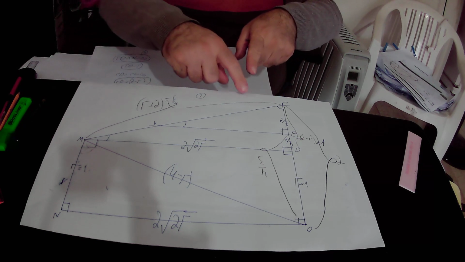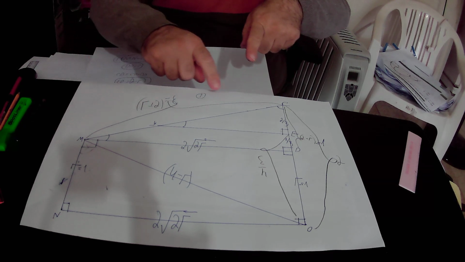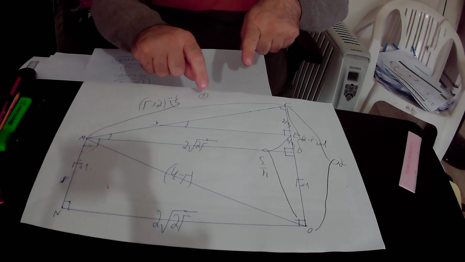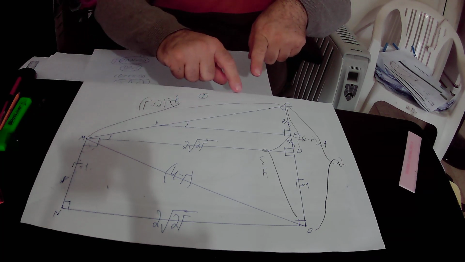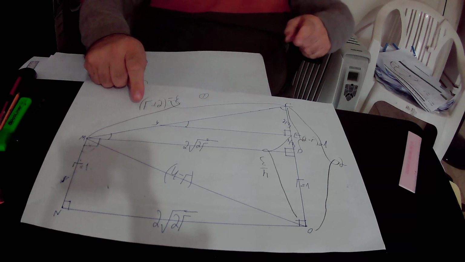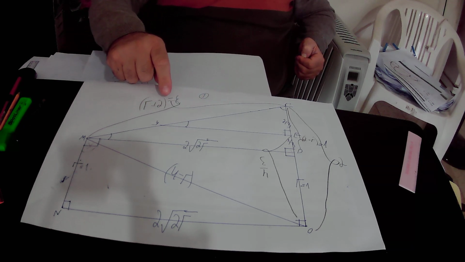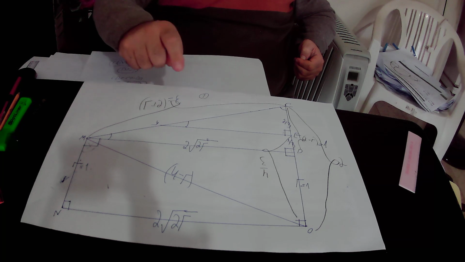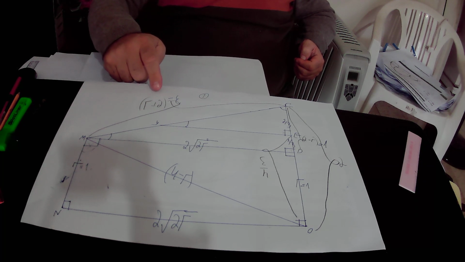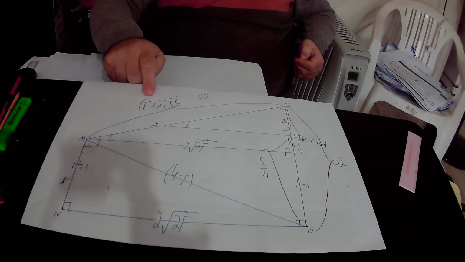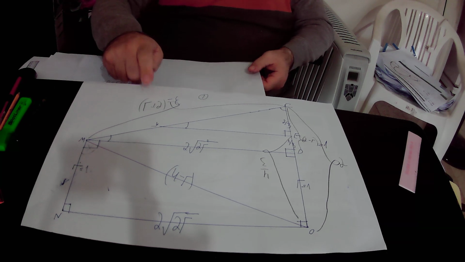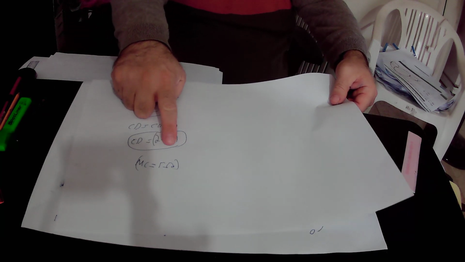And what is the value of the hypotenuse MC? The hypotenuse of triangle CDM is MC. MC is actually also the distance between the centers of the small circle and the middle circle. CM equals the sum of the radii of the small circle and the middle circle, that is, 2, the radius of the middle circle, plus R, the radius of the small circle. So MC equals R plus 2.